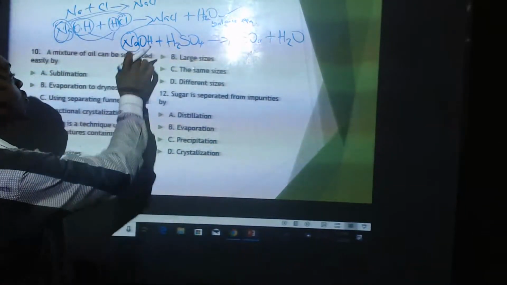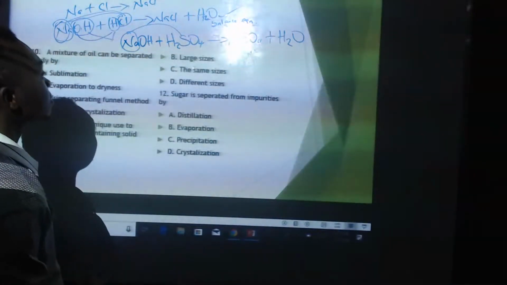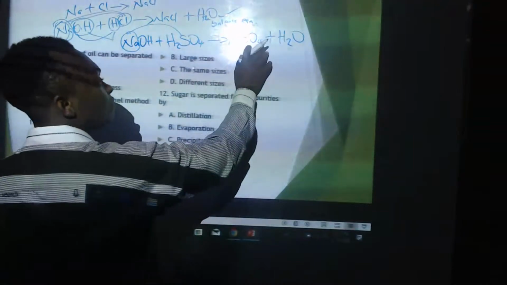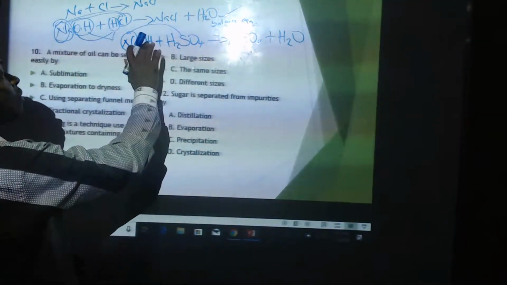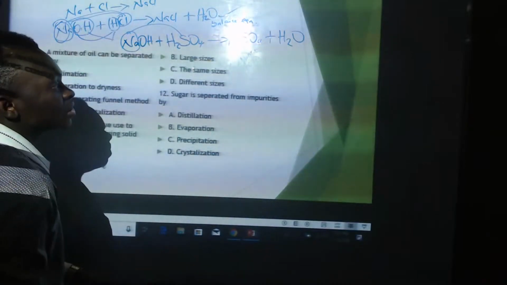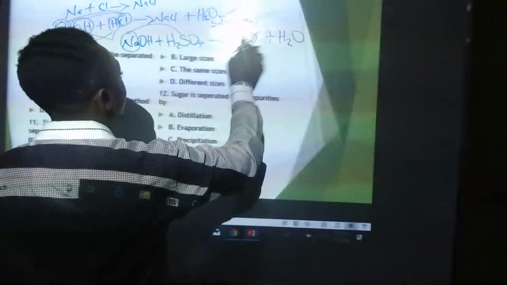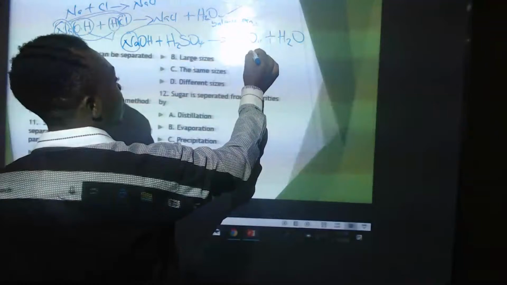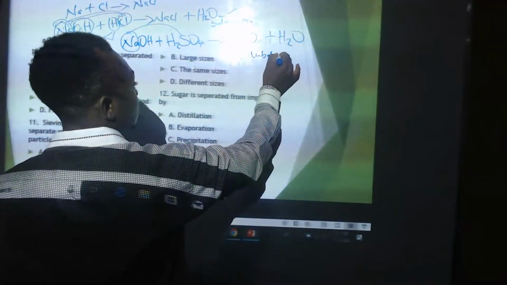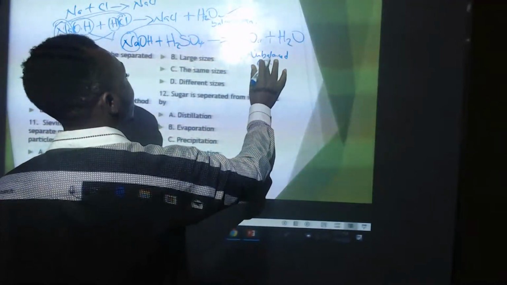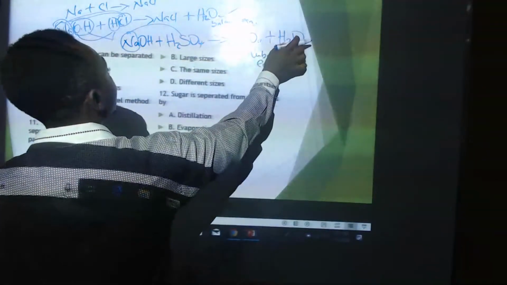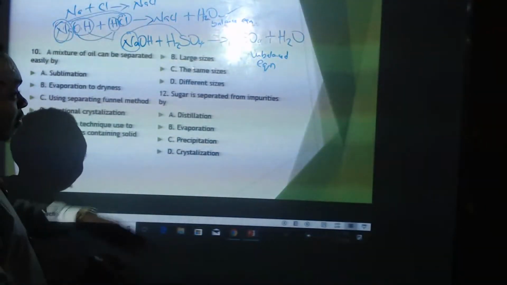Now let's check. Sodium is 1, sodium is 1. Good. How many oxygen do we have here? We have 1, this is 4 plus 1, 5 oxygen. Very, very good. We have 1, 2, 3, we have 3 hydrogen. We have just 2 hydrogen here. This is an unbalanced equation. Why? Because the number of hydrogen here is not equal to the number of hydrogen here.